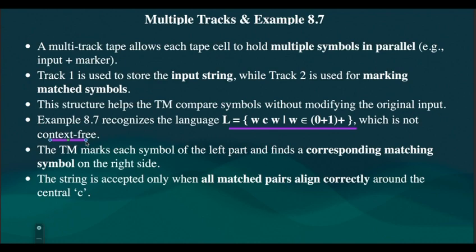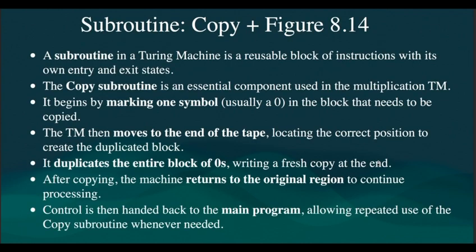Track 1 stores the input, while track 2 stores markers for matched symbols. The TM marks each symbol in the left part and finds its matching symbol in the right part. The string is accepted only if the symbols match perfectly around the C.